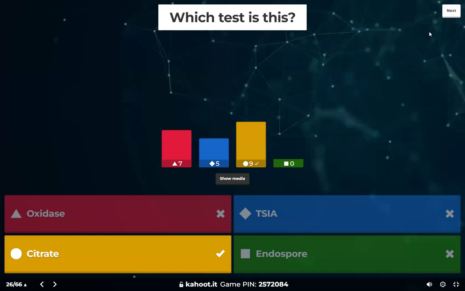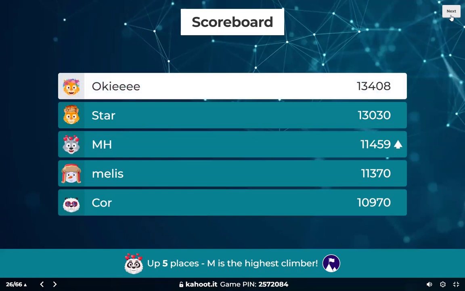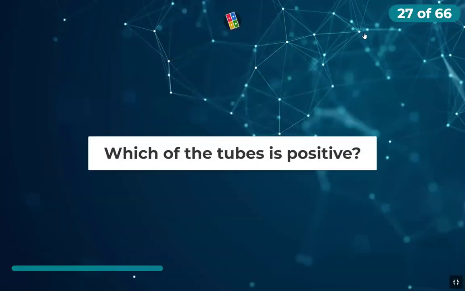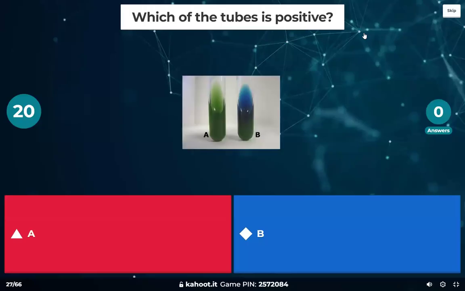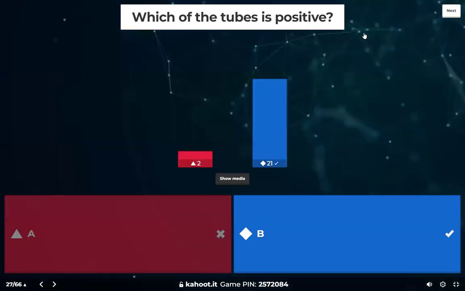All right, this is citrate. So citrate and malonate are the ones that start out green and can turn blue. They're testing for whether or not that organism can use that molecule as the sole carbon source. If it does, it makes an alkaline byproduct, turning the bromothymol blue a blue color. So which of those tubes was positive? This is a citrate test. Which one tested positive for citrate usage? All right, excellent. So that's B.